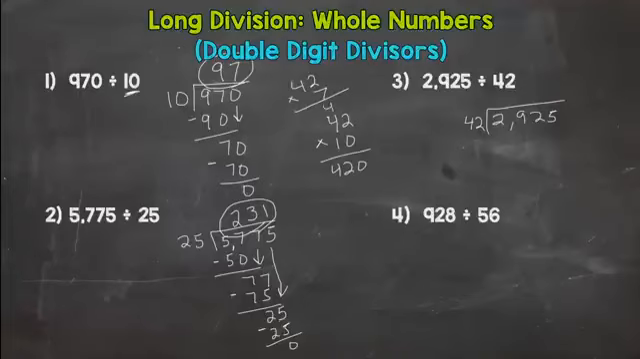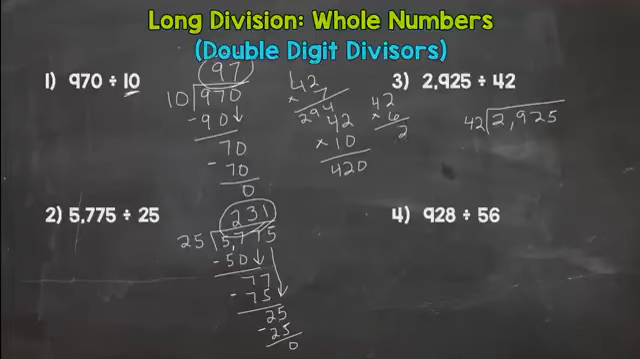7 times 2 is 14. 7 times 4 is 28 plus 1. 294. Very close, but a little too high. So I need to scale it back to 42 times 6.